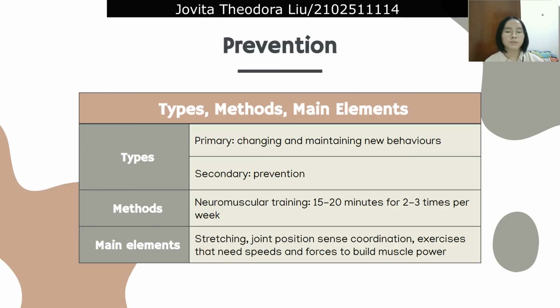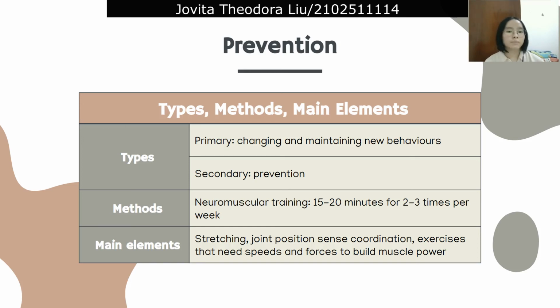The prevention of meniscal lesion has two types of strategies to avoid getting it. The first one is the primary prevention methods. This strategy is intended to reduce the risk of getting meniscal lesions by changing behaviors and maintaining new behaviors. The other strategy is the secondary prevention methods, which includes noticing and monitoring individuals who are at risk.